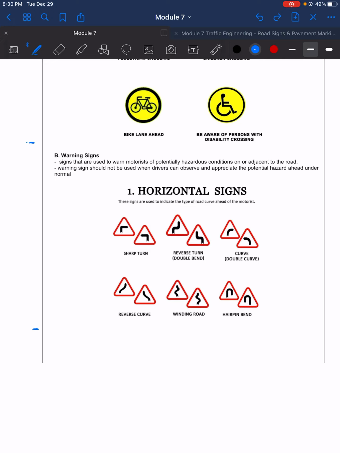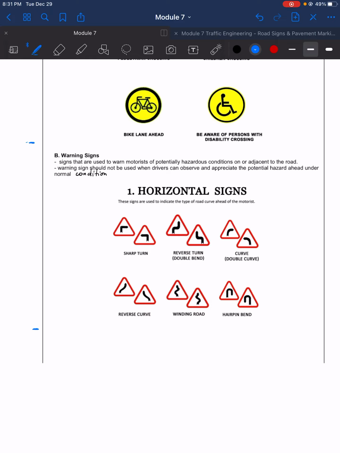Now, this time, we go to the warning signs, B. The warning signs that are used to warn motorists of potentially hazardous conditions on or adjacent to the road. Warning signs should not be used when drivers can observe and appreciate the potential hazard ahead under normal condition. So, dapat may condition dito.